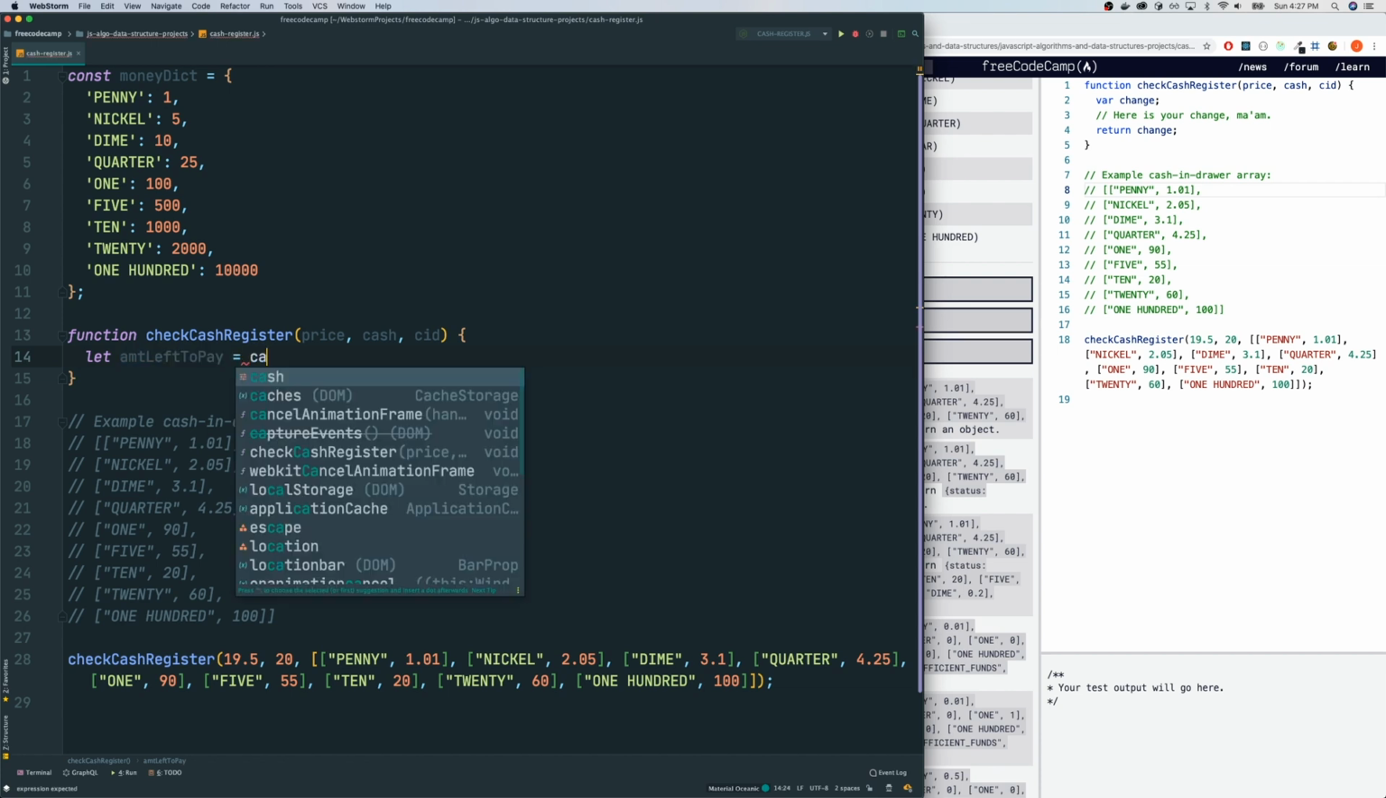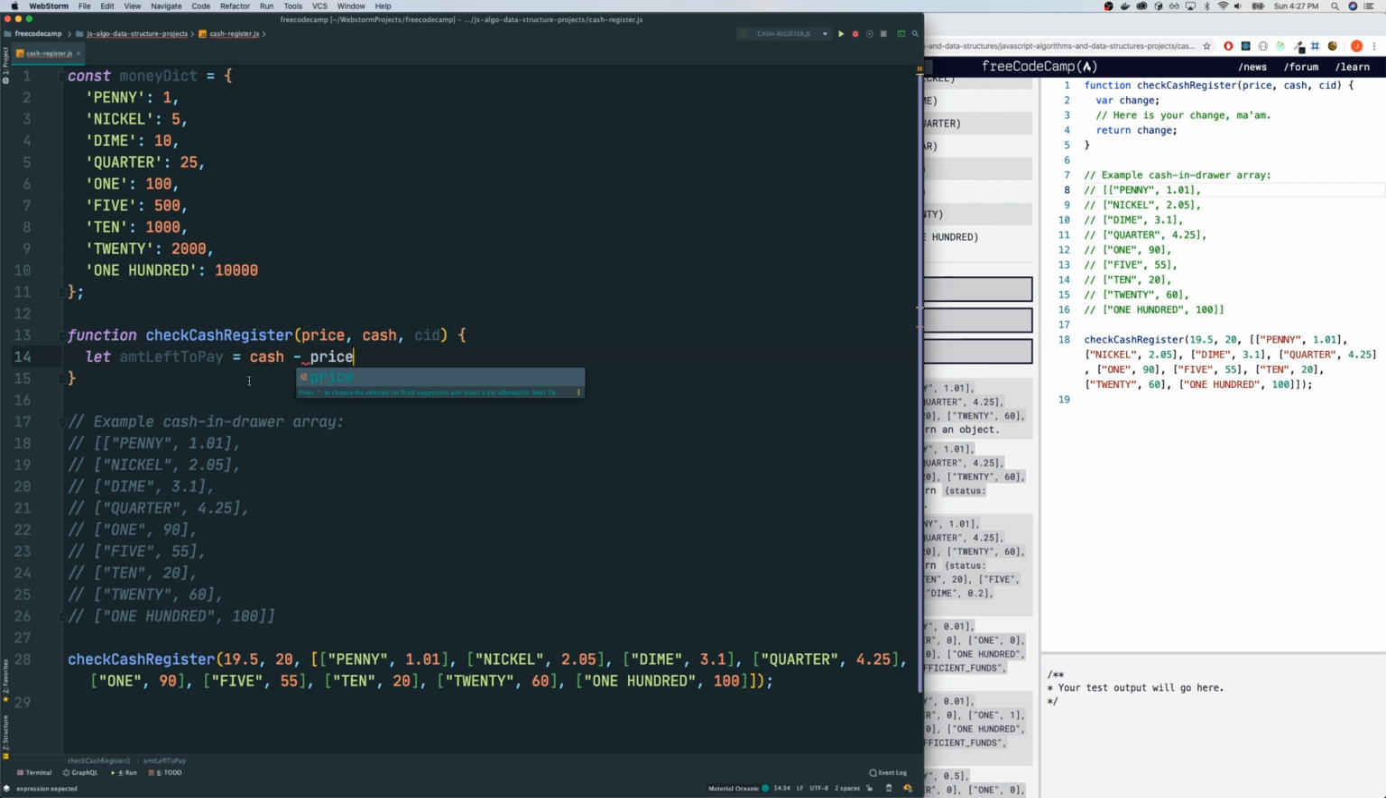And so it's gonna be cash minus price. But remember, we don't like dealing with decimals, so I'm gonna put parentheses around them. And then I'm just going to multiply by 100, okay? That is very important.